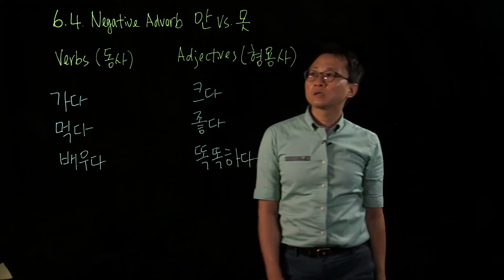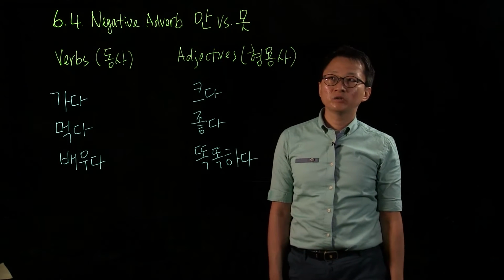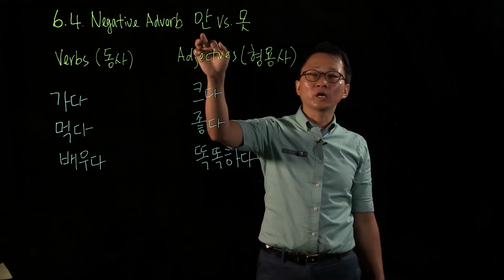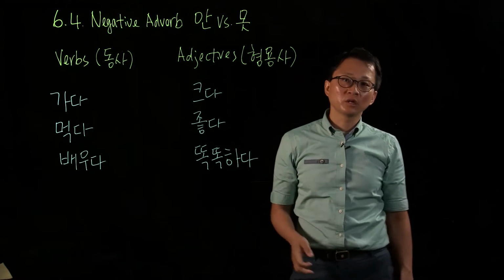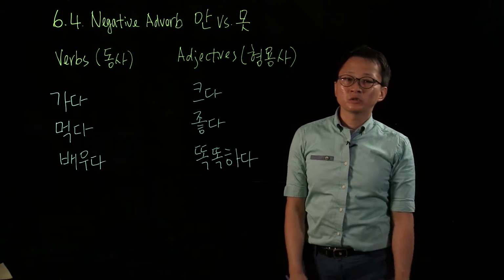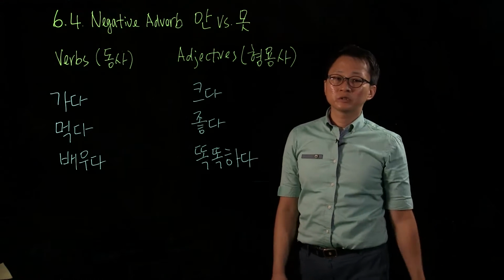6.4 negative adverbs 안 and 못. 안 is like "do not, not." 그렇죠? 못 is something like "cannot." 그런데, so we'll talk about negative expressions in Korean.